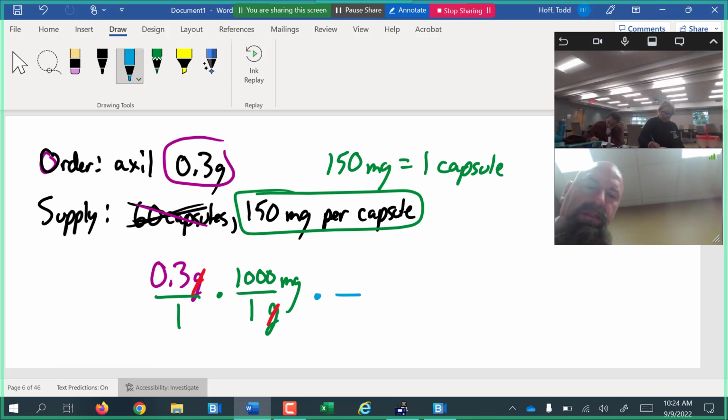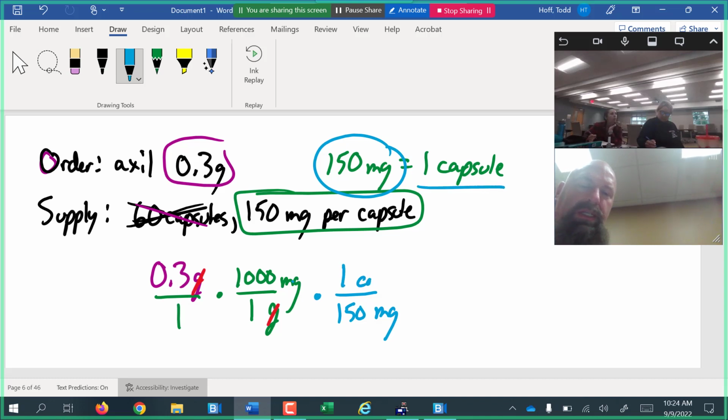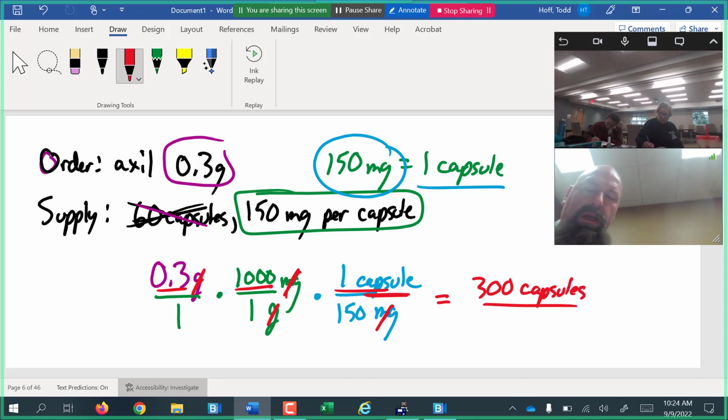Next, now we have milligrams that we need to get rid of. And we have linked milligrams here. 150 milligrams is equivalent to 1 capsule. And now the milligrams have canceled out. And the only unit left is the capsules, which is what we need to administer to our patient. So on top here, we have 0.3 times 1,000 is 300, times 1 capsule is 300 capsules. On bottom, 1 times 150 is 150. And we divide that out. 300 capsules divided by 150 is 2 capsules.